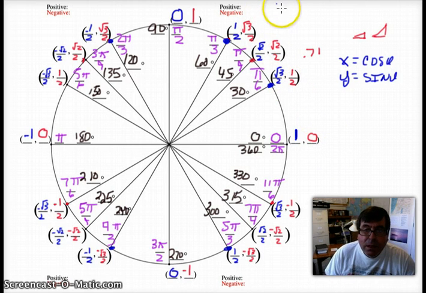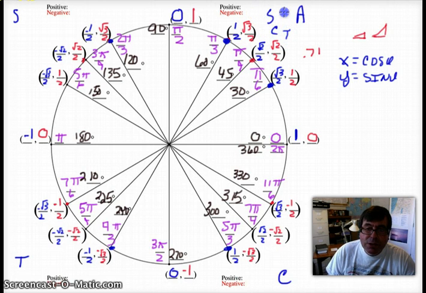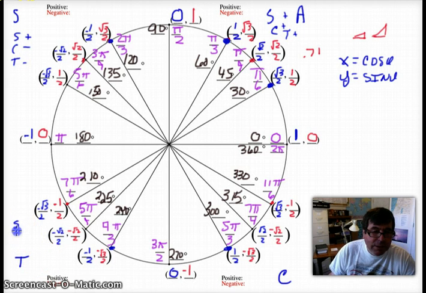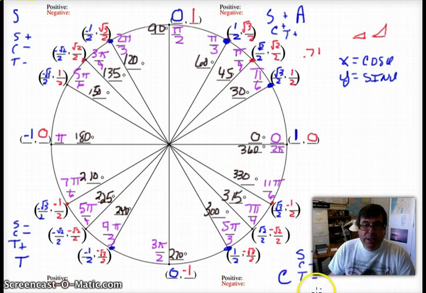Now, try to remember this little statement. All students take calculus. So what that means is all the sine, cosine, and tangent are all positive here. All students, that means just the sine is positive, everybody else is negative. Take, that means the tangent's positive, everybody else is negative. And calculus, the cosine's positive, everybody else is negative. So please be mindful of this.